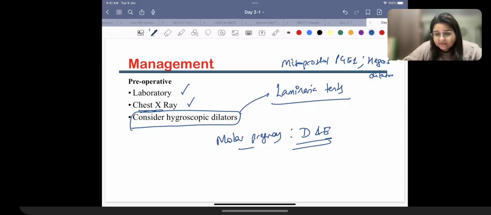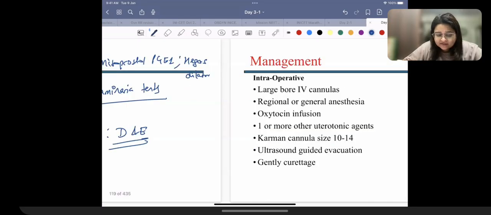Nandini, yes, X-ray in pregnancy. Why? Because the fetus is not really there. We're not worried about the fetus, right? We just want to remove whatever is inside. Okay?